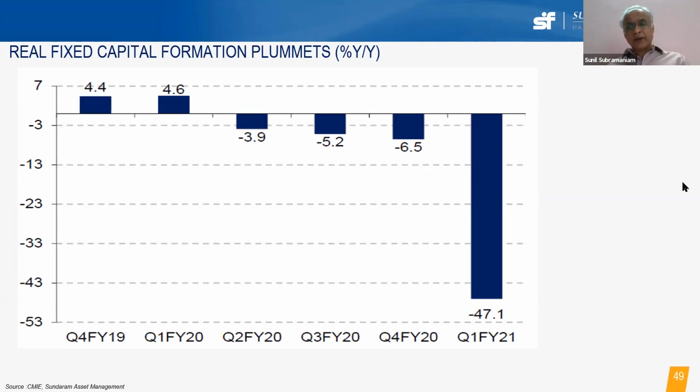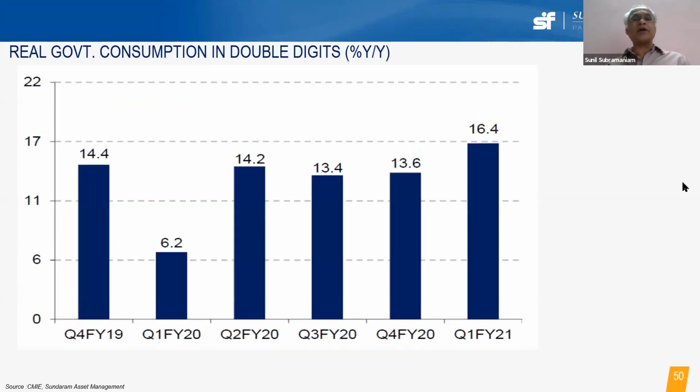So private consumption as well as fixed capital both have negatively contributed, but the bailout partly was done by the government stepping up on the expenditure. The government consumption actually has been on double digit growth for the last 4 quarters, and this is what helped ease the pain. But this could have been more, but for some constraint.